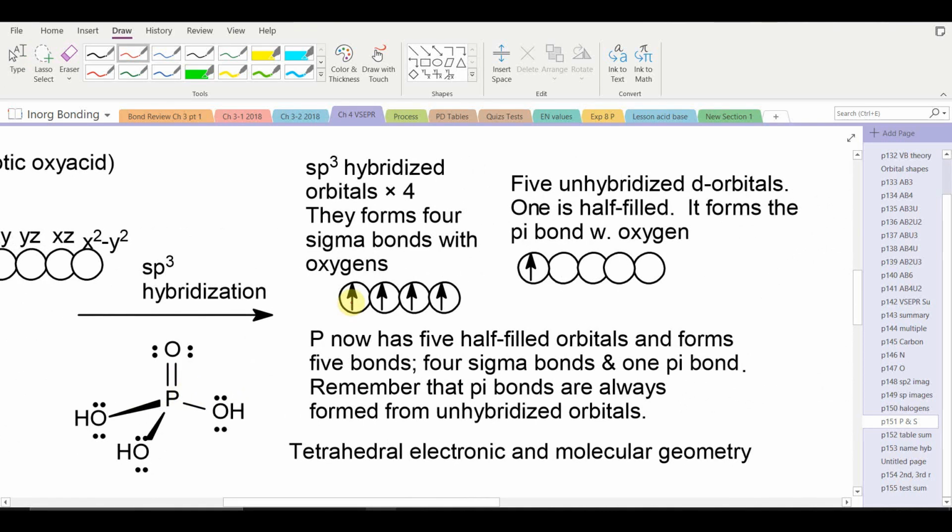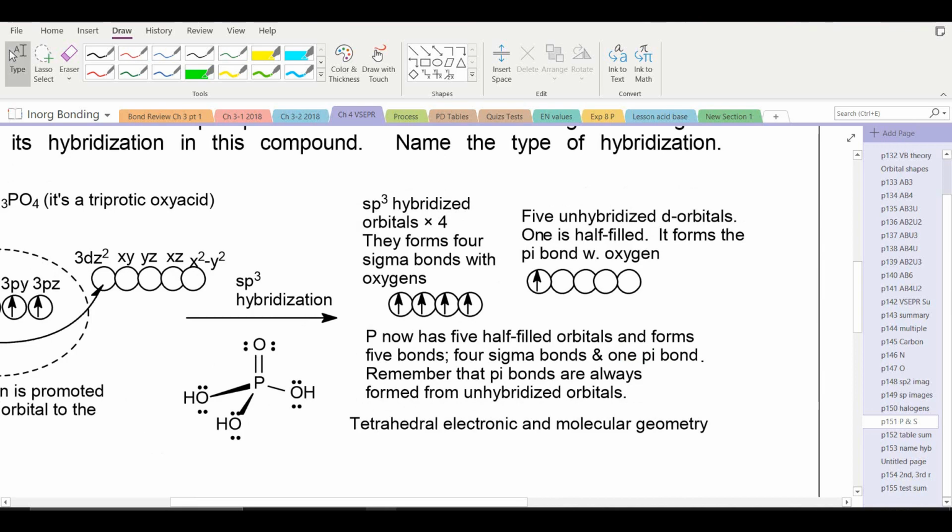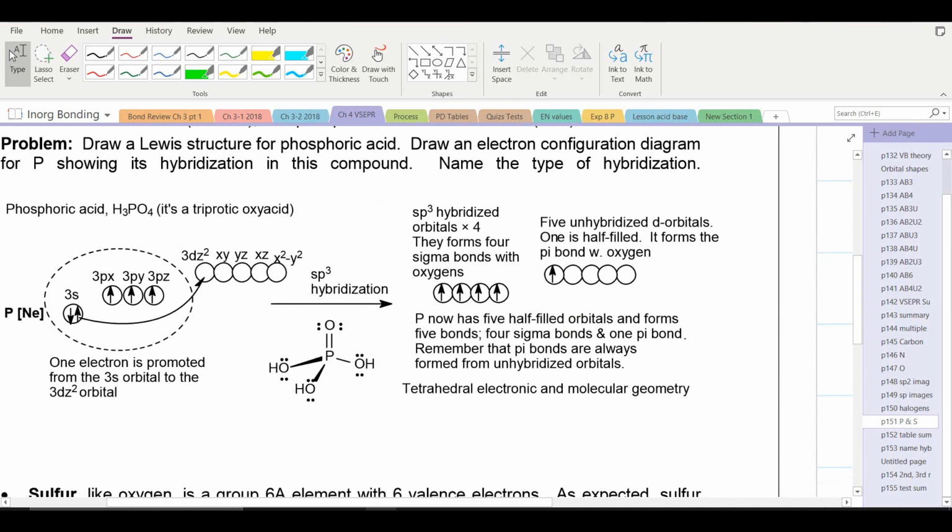4 of them are sp3 hybridized and overlap, and then the 5th one is unhybridized, and that is a d orbital that overlaps with an unhybridized p orbital of oxygen to give the pi bond. That one's a bit tricky, right? So the hybridization, as you can see, is sp3, not sp3d. The 3dz² remains unhybridized to form the pi bond. The molecular geometry is tetrahedral.